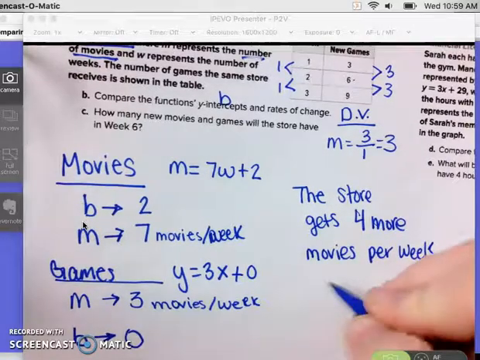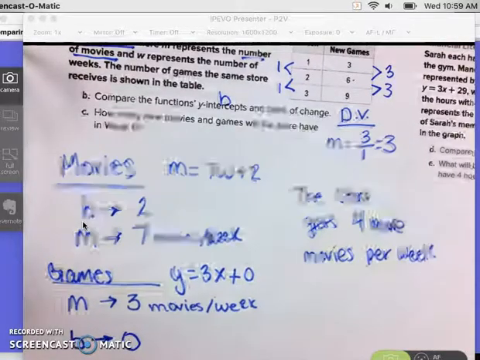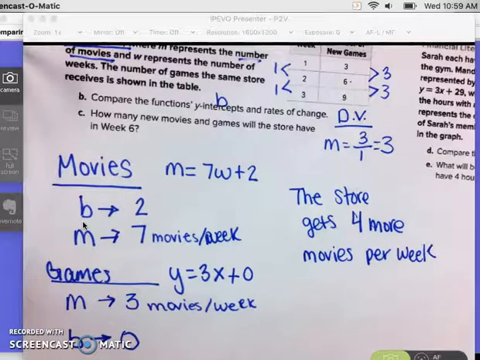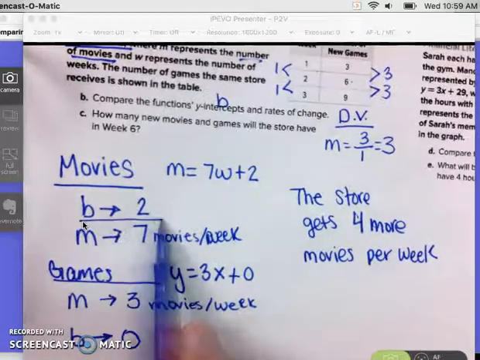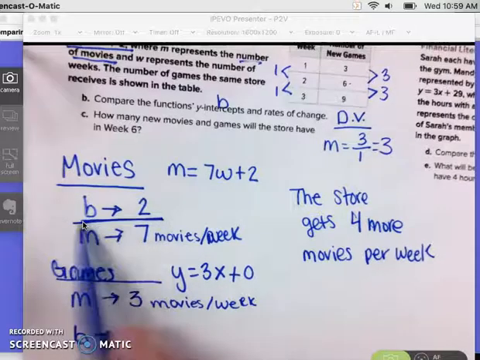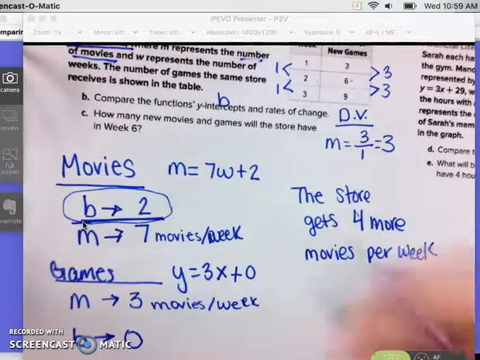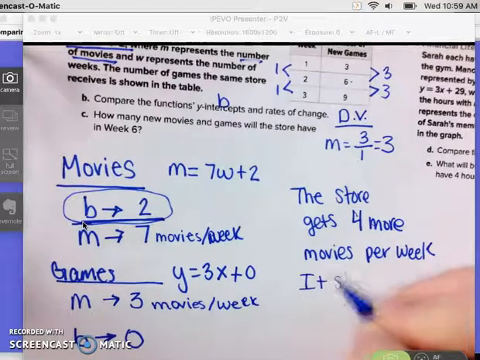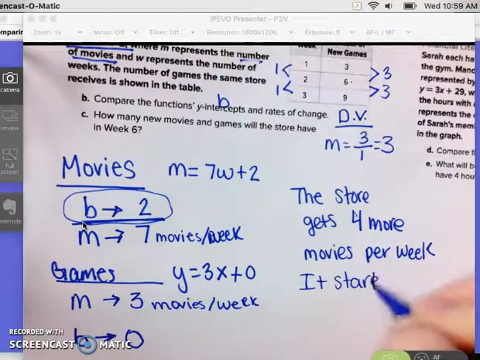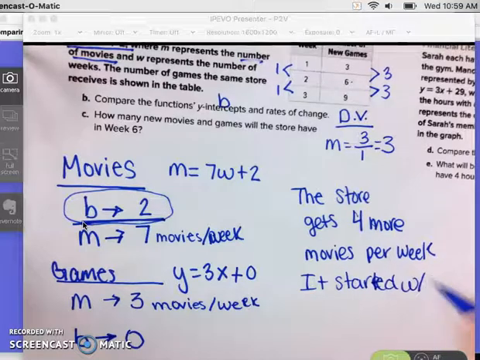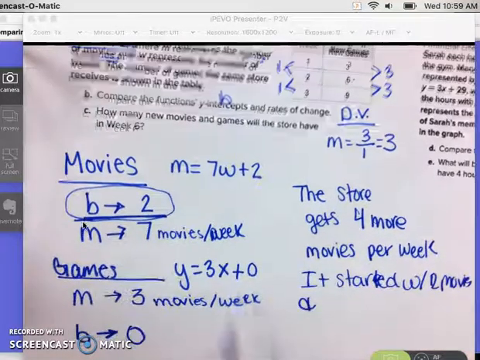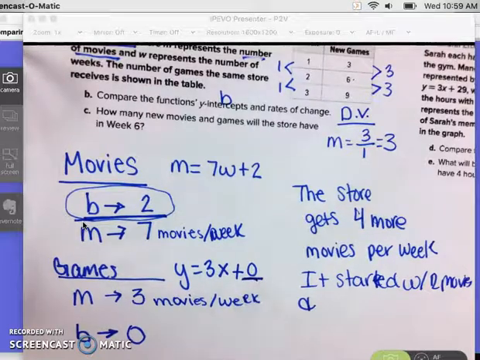And it started with how many movies? Where did it start? The y-intercept is my starting point. So it started with 2 movies. And how many games did it start with then? 0.